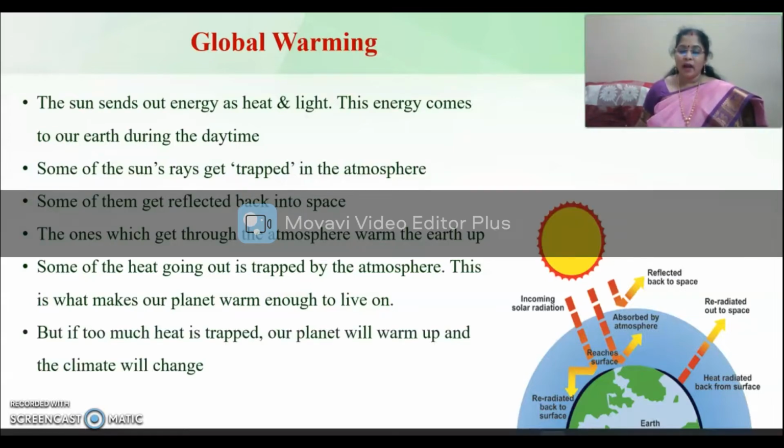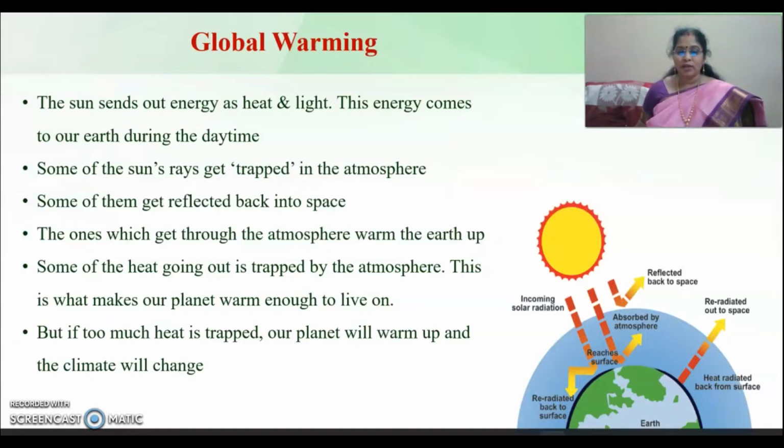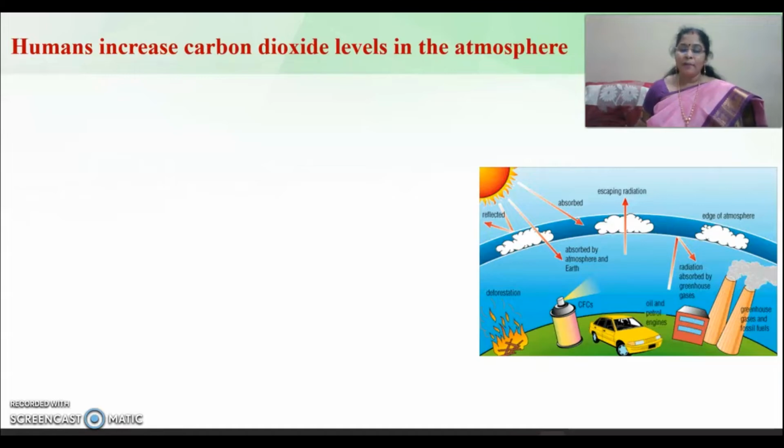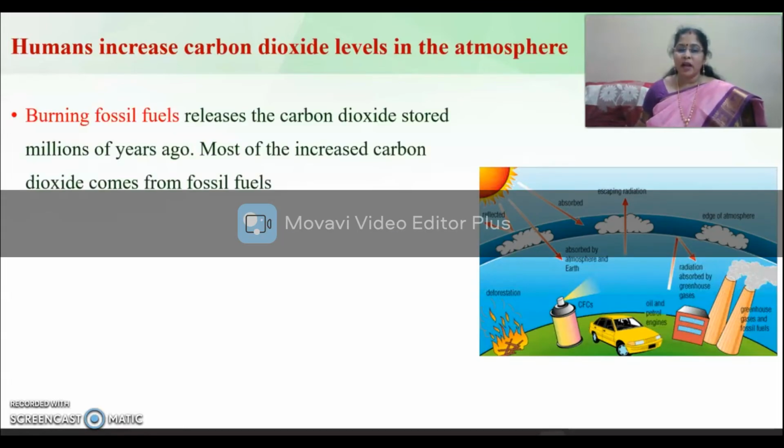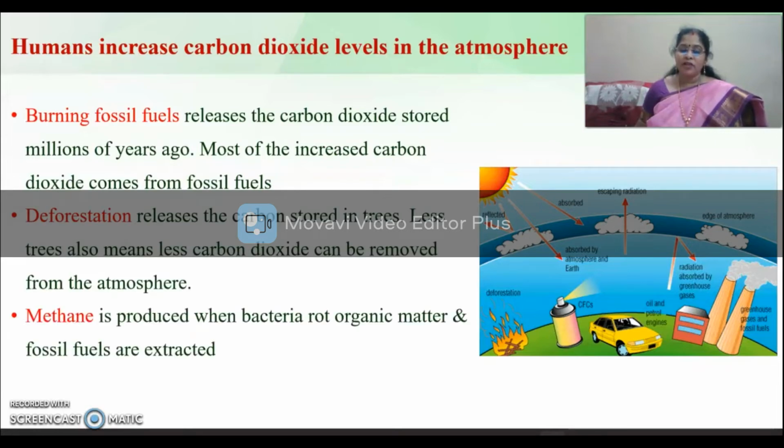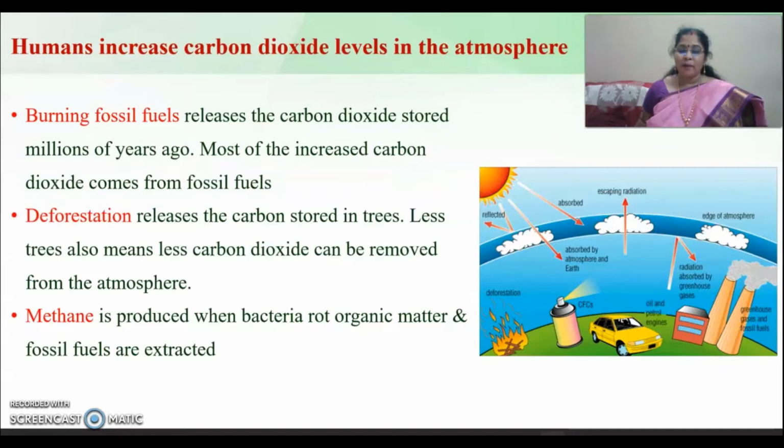This is what makes our planet Earth warm enough to live on. But if too much heat is trapped, our planet will warm up and the climate will change. An average increase in the temperature of the Earth is called global warming. Human beings are the ones who are increasing the carbon dioxide level by burning fossil fuel and deforestation. Methane is also produced because of the burning of garbage and so on. Because of all this, we are increasing the level of the greenhouse gases.